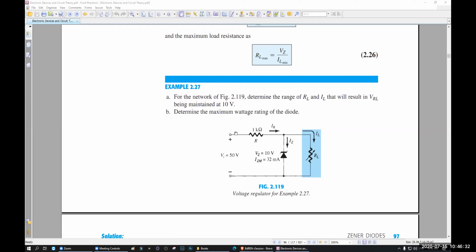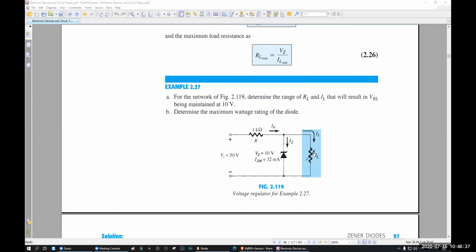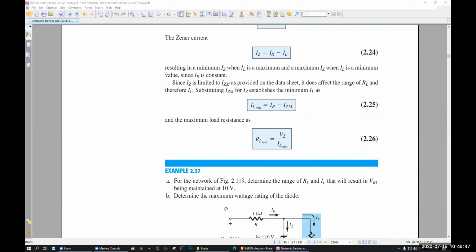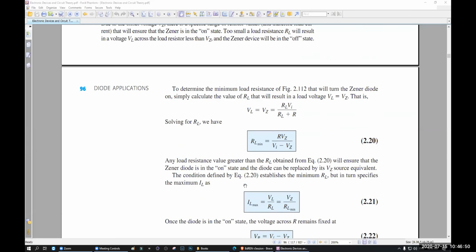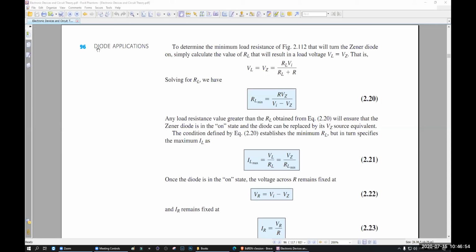Here, which one do we do? Let's write the formula or let's do the math. Which one? Okay, let's see the formula first. Okay, so here let's draw a circuit first.